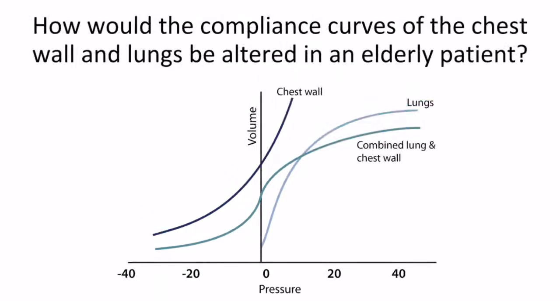Okay, how would the compliance curves of the chest wall and lungs be altered in an elderly patient? In order to get this question right, you need to remember that aging causes the chest wall to become less compliant due to calcifications of the ribs, osteoarthritis, and osteoporosis. So this decreases the compliance of the chest wall. Remember, the slope of the line in this figure represents the compliance. So in this case, we'd expect the slope of the chest wall to decrease, something like this. It's also important to remember that the lungs lose their elastic strength with age, so the lungs become more compliant. So increased compliance of the lungs. This means the slope of the lung curve would be increased. So something like this.